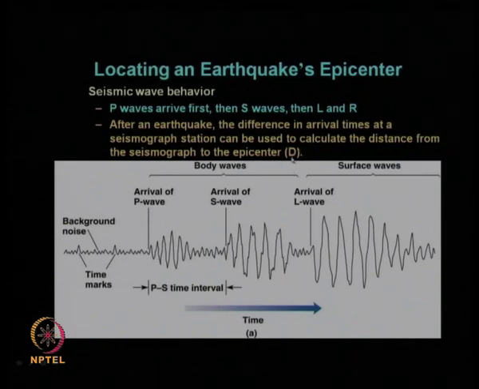So, that distance, let us say it is d. How to calculate that d from various seismograph stations located all around the world? We have to find these various values of d, and through that we can find the earthquake epicenter. So, this is a typical picture of a seismogram.